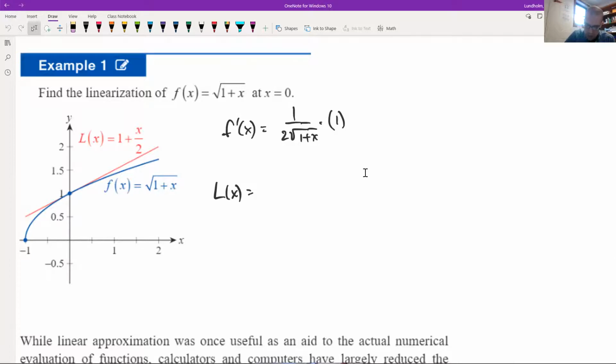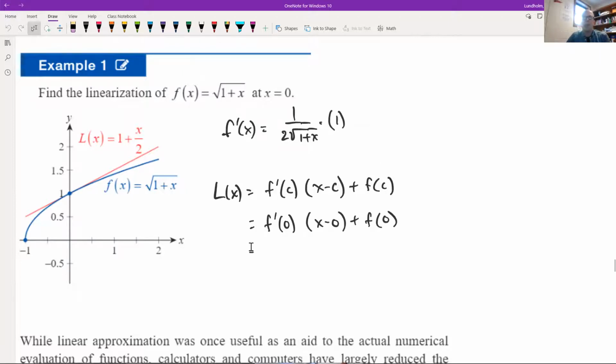would be the derivative evaluated at a point times x minus c plus the y value, which is just f of c. And so in this case, our c value is 0. So f prime of 0, x minus 0 plus f of c, or so f of 0.